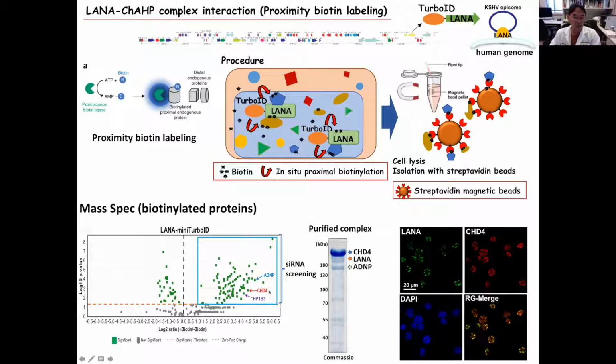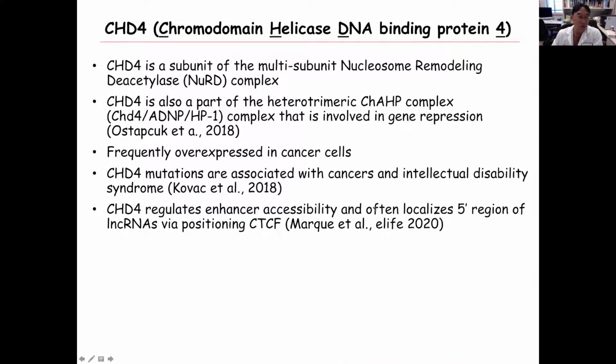So one of the proteins, CHD4: we performed an siRNA screen to see which proteins have a significant effect on KSHV gene expression, and we identified CHD4. We then identified the protein complex in the purified complex, and we also confirmed it by co-localization, the immunofluorescence assay. So what's the CHD4 protein?